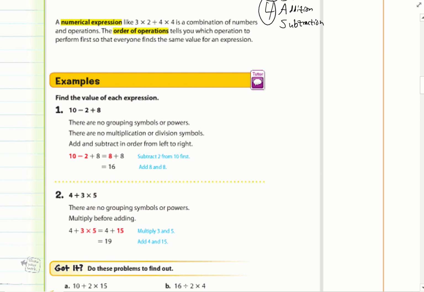So number 1 says 10 minus 2 plus 8. So this is subtraction and addition. We just go from left to right. So 10 minus 2 plus 8. 10 minus 2 is 8. So we have 8 plus 8. We get 16.